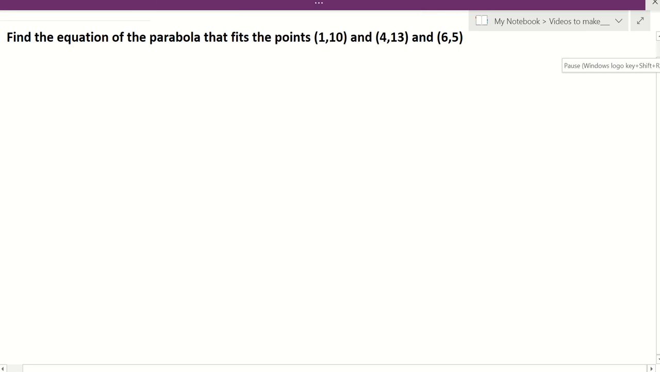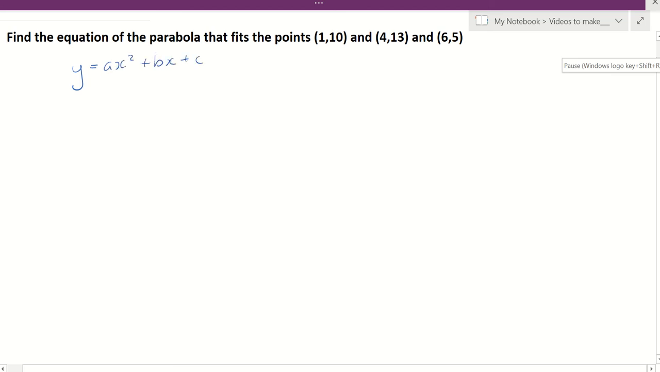Alright, in this video what we're trying to do is find the equation of a parabola that fits these 3 points. So to do that we're going to use simultaneous equations. Now let's write down our general formula of an equation for a parabola. y is equal to ax squared plus bx plus c.